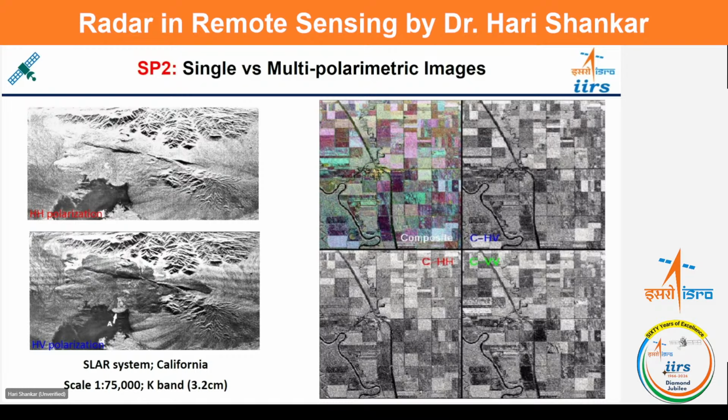Okay, so here you can see the HH polarization image, and here you can see the HV polarization. This structure is very clearly visible in HV polarization. It is not visible in this particular one. Here you are not getting a very clear observation in HH polarization, but here you are getting a very clear observation from the cross polarization channel.